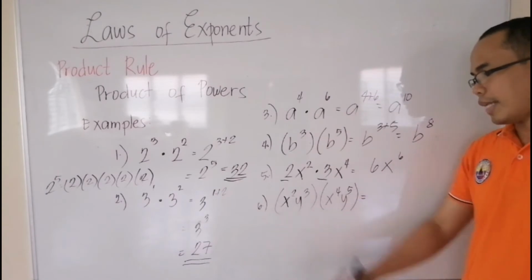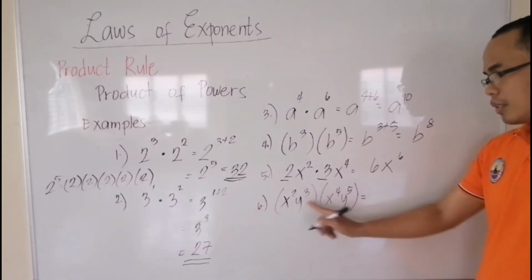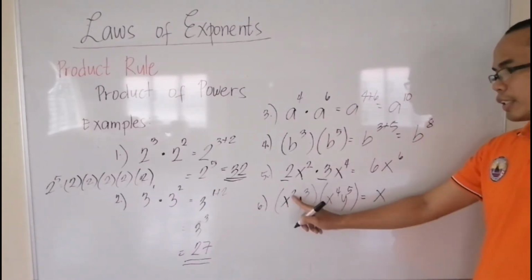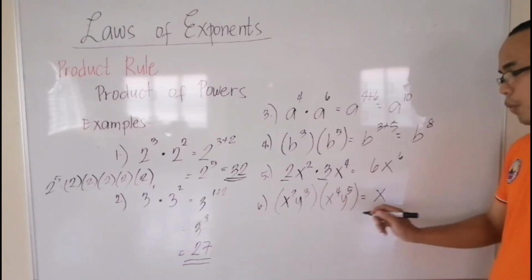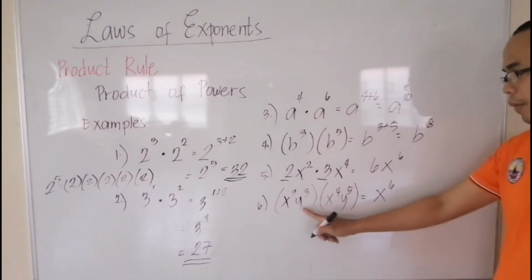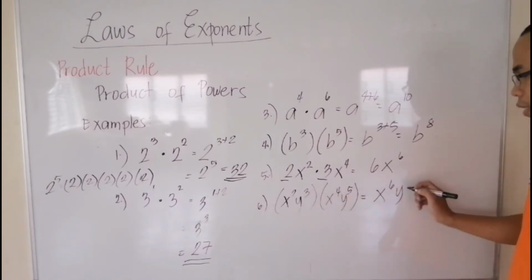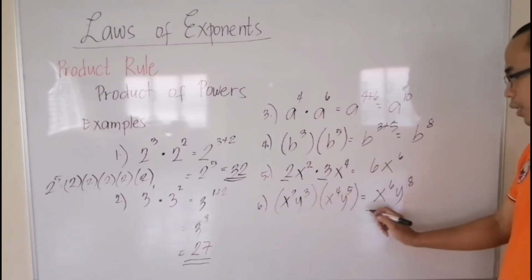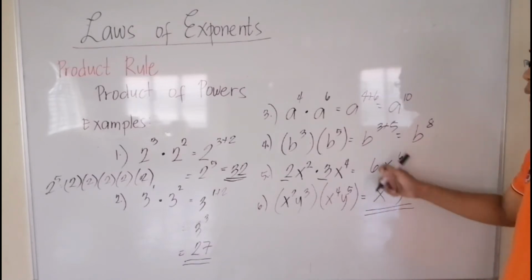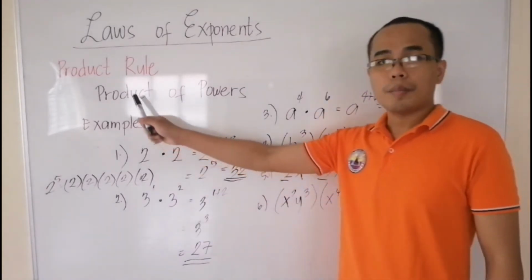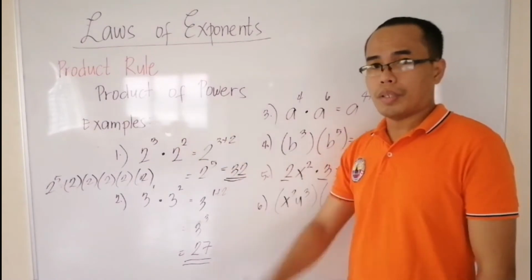Example number 6 last. So copy the base, x, add exponent, 2 plus 4 is equal to 6. Then we have the variable y. So 3 plus 5 is equal to 8. So this is the final answer. So ito naman example natin under ng product of powers.